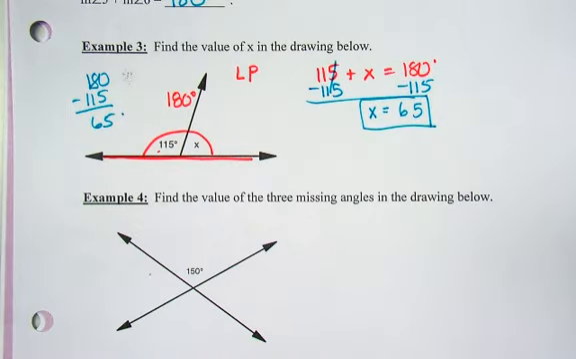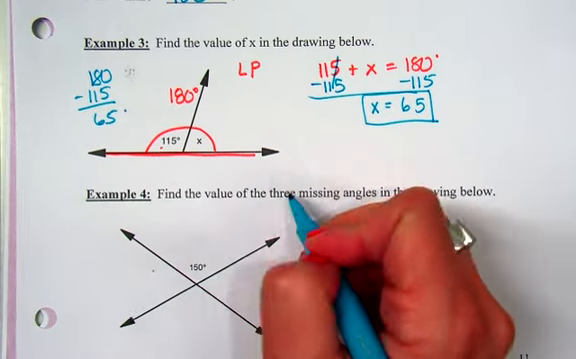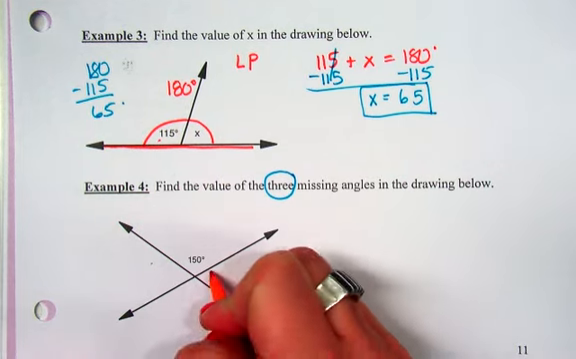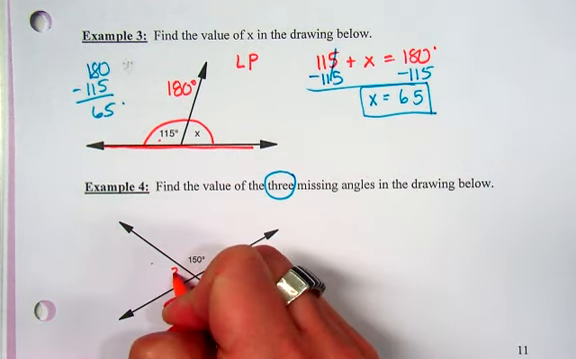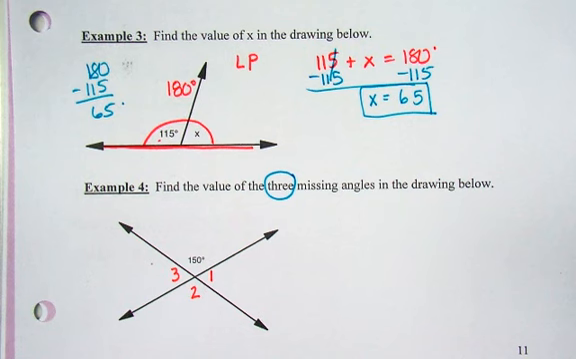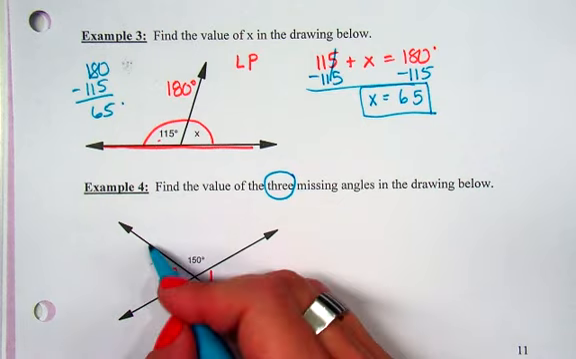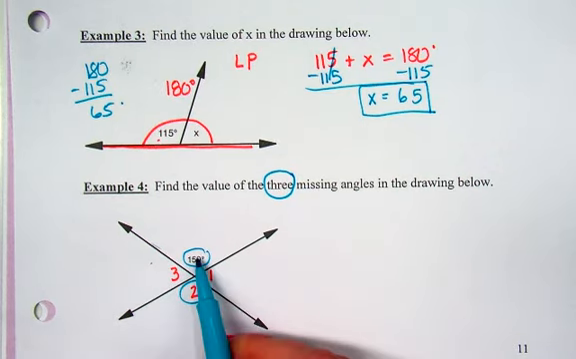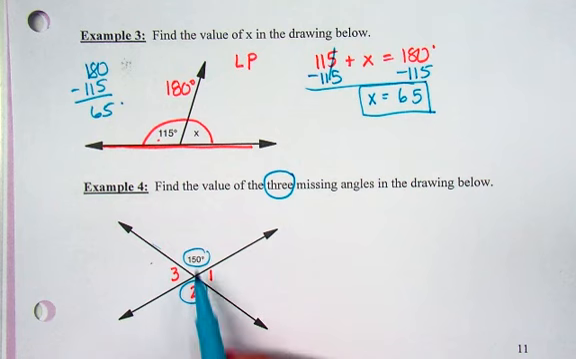Example 4. Find the value of the 3 missing angles in the drawing below. Well, let's label them so we know which angles we're talking about. I'm going to just call this angle 1, angle 2, and angle 3. Okay? So the easiest one to find is always going to be your vertical angle. Remember, vertical angles are going to be across from each other. So 150 and 2 are the vertical angles.